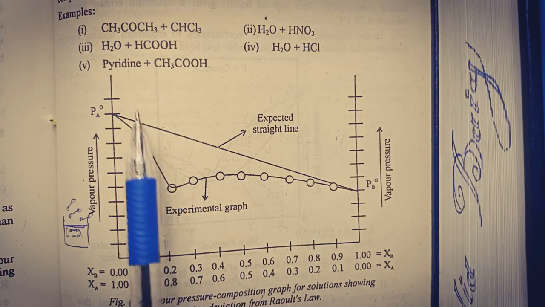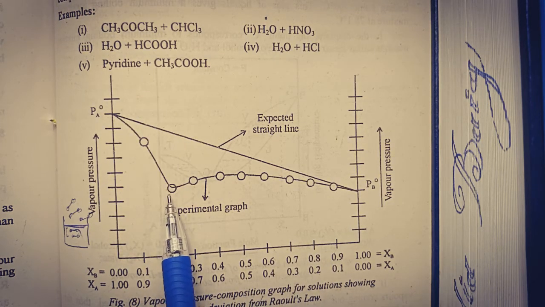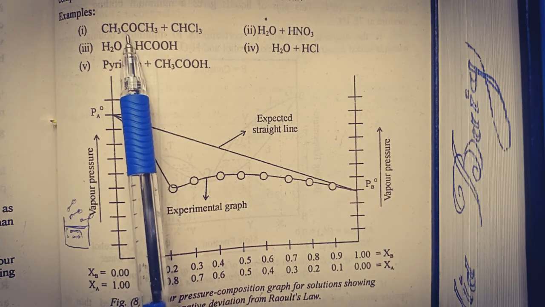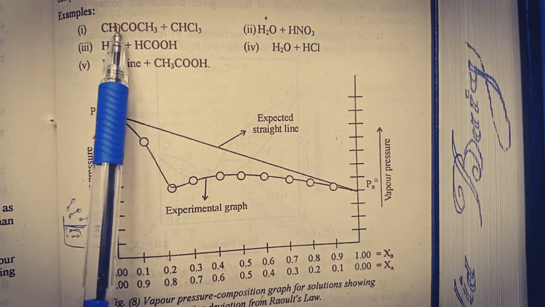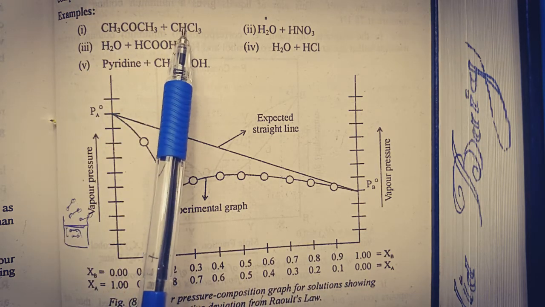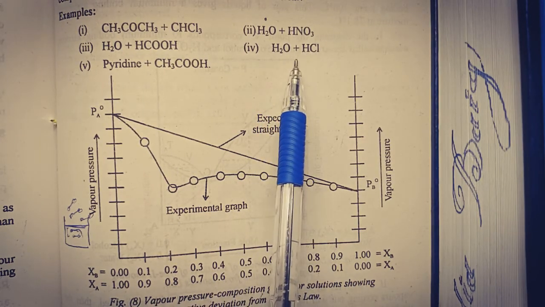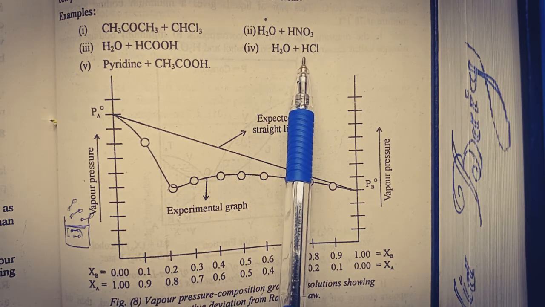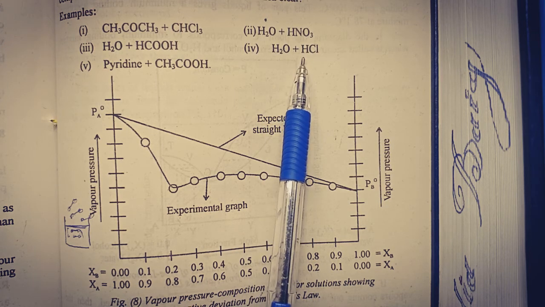Here we have some examples which are showing the negative deviation. It means that the interaction between the two different liquids is stronger as compared to the interaction between one liquid and itself. For example, if we have a water and HCl mixture, the interaction between water and HCl is stronger as compared to the interaction between the water molecules or HCl molecules.